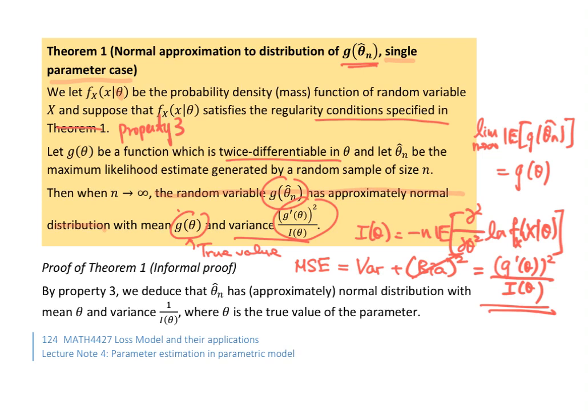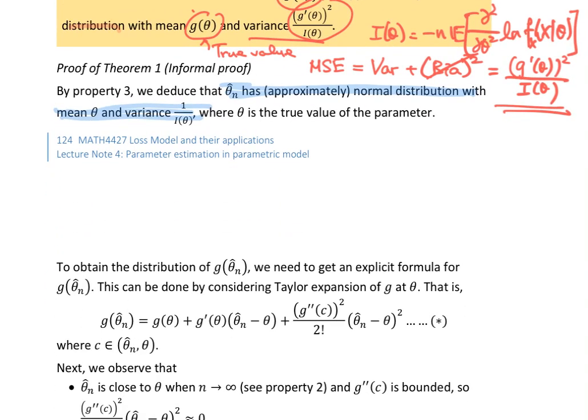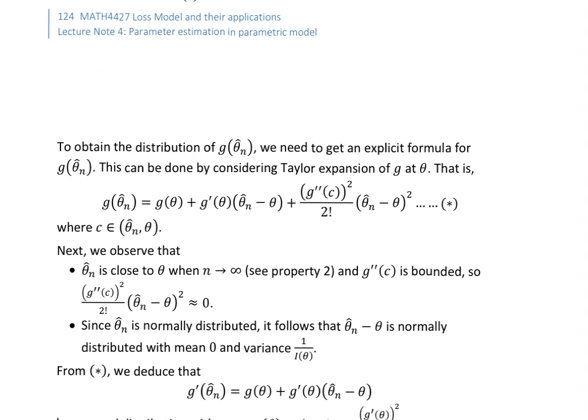Now the next thing is, how do we prove that? First of all, because this is a function of the MLE, and provided that f_S satisfies the regularity conditions, according to the probability-free theorem we know your MLE here will have an approximately normal distribution with mean theta and variance 1 over I(theta). So this is our starting point. The next step is that we need to find the distribution of this g(theta_n hat).